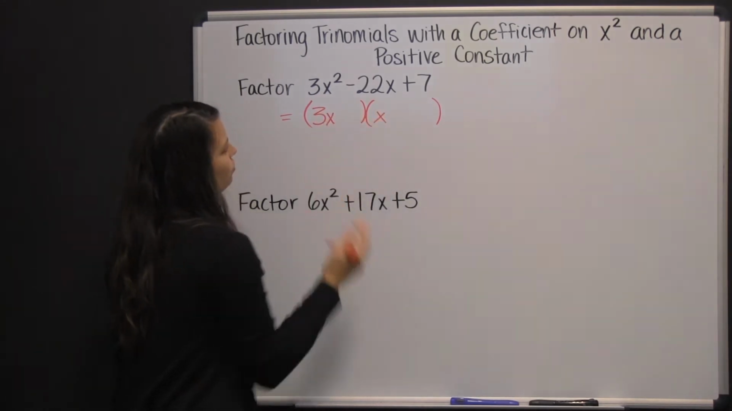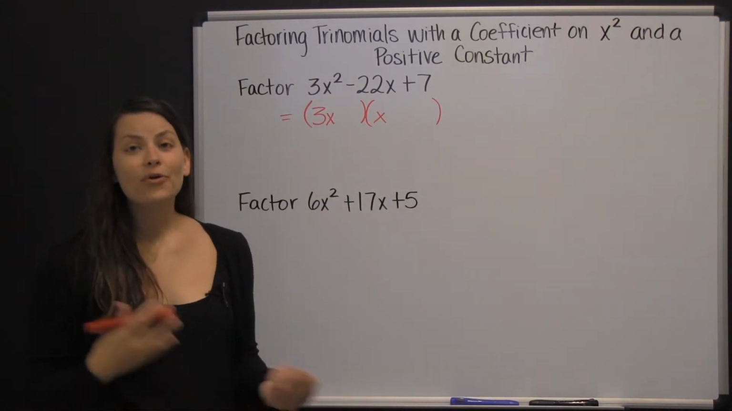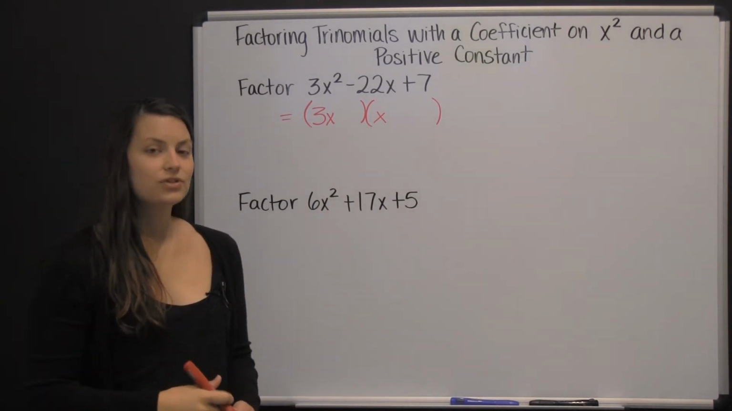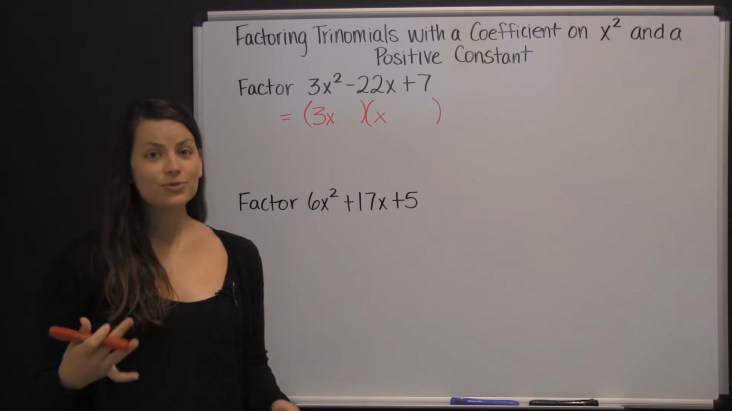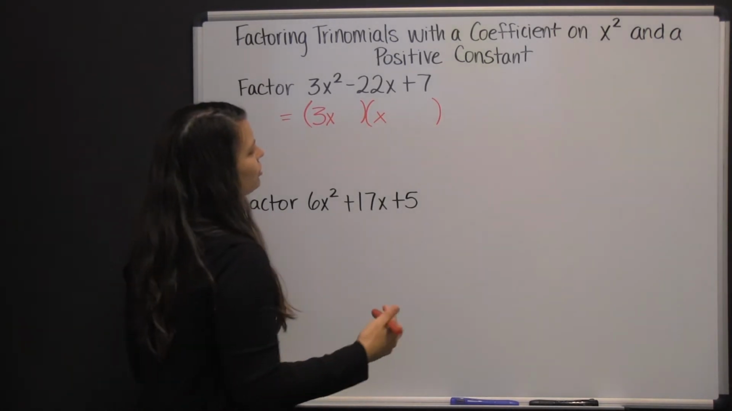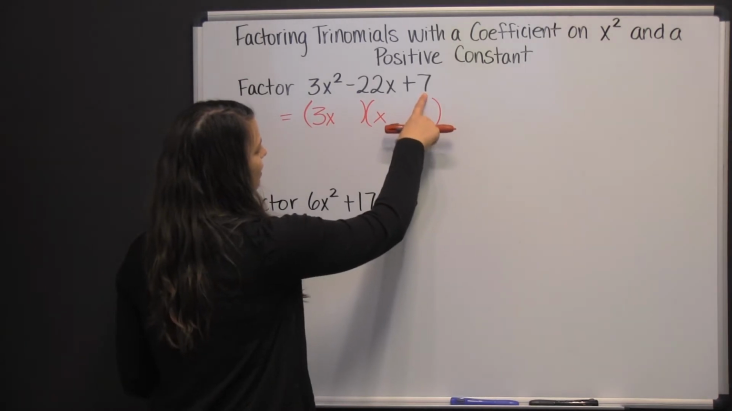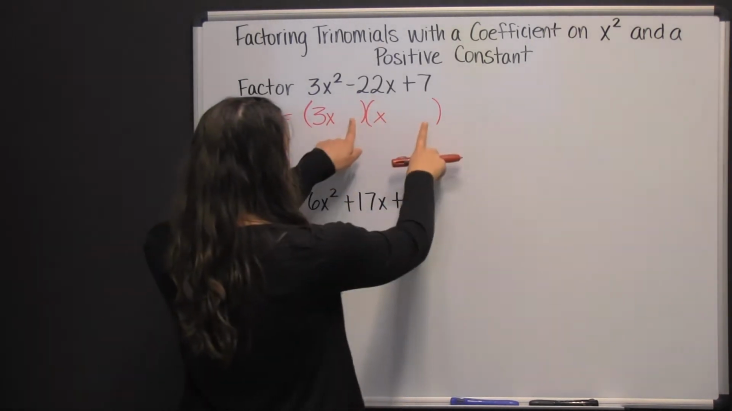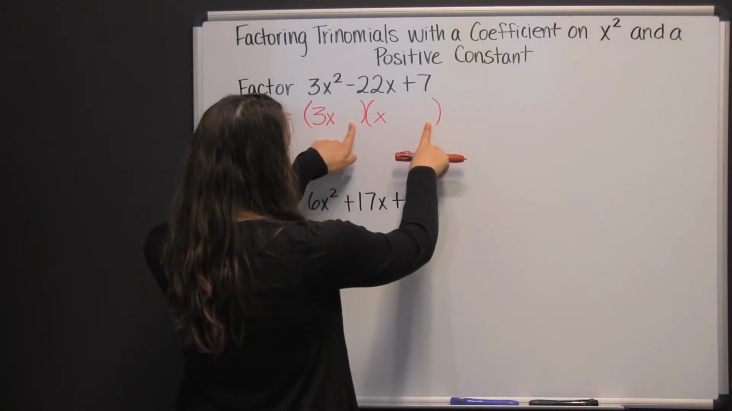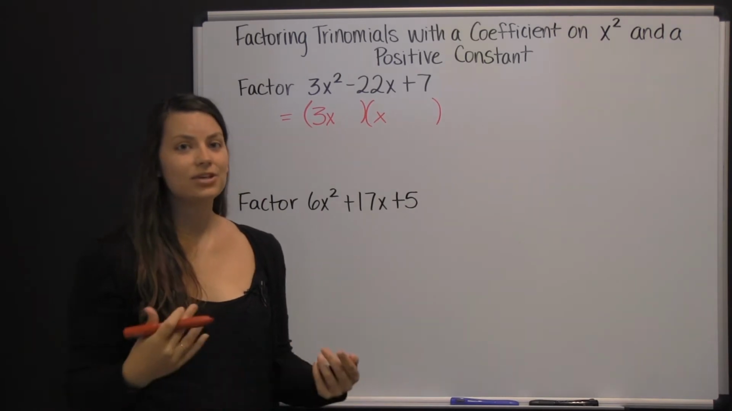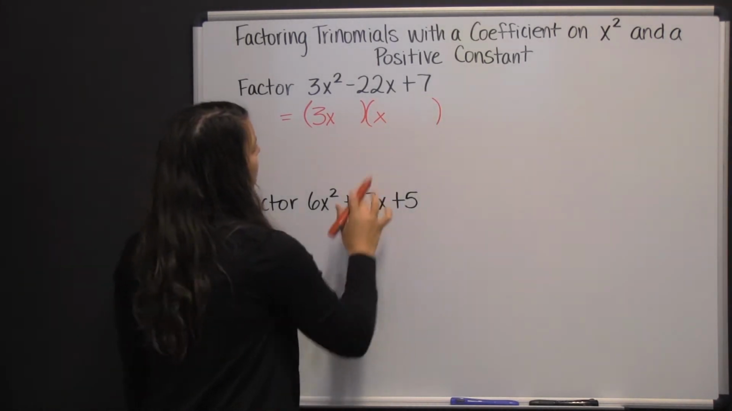Or you could do x and 3x, it doesn't matter. But the only factors of 3x squared are 3x and x. So that part's not too bad. Here's where it gets complicated though, because you can no longer just find the factors of 7 that have a sum of negative 22. Now, yes, these numbers are still going to be factors of 7 because they still have to have the product of 7.